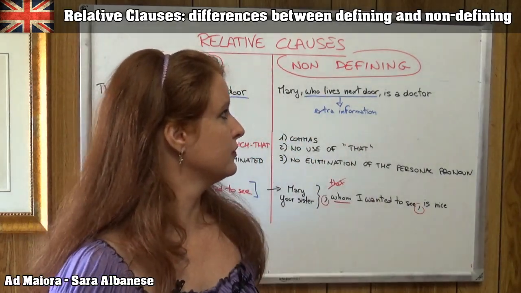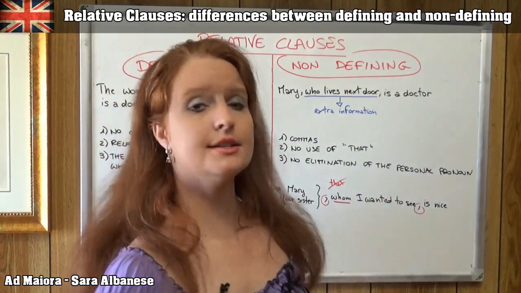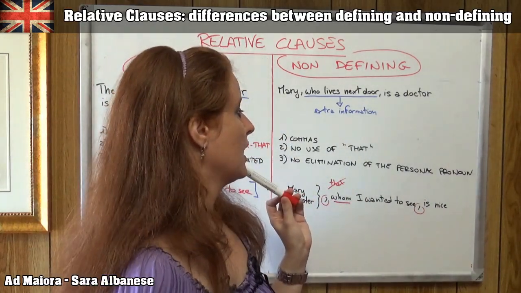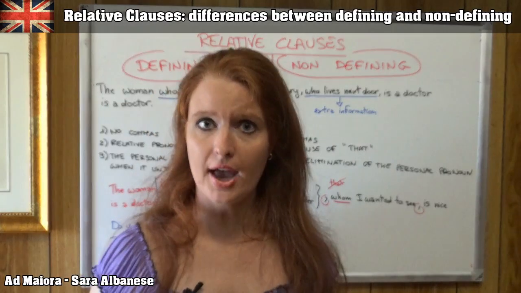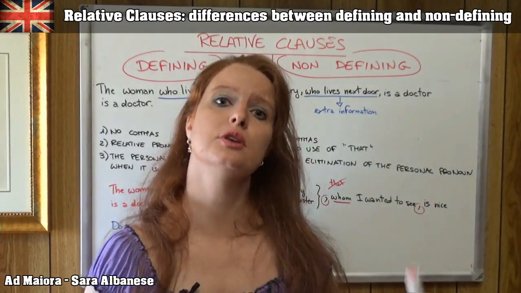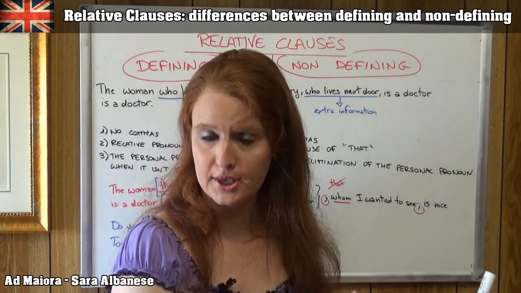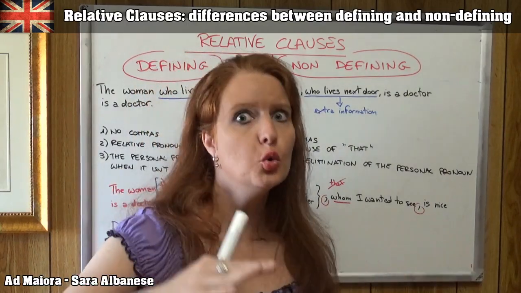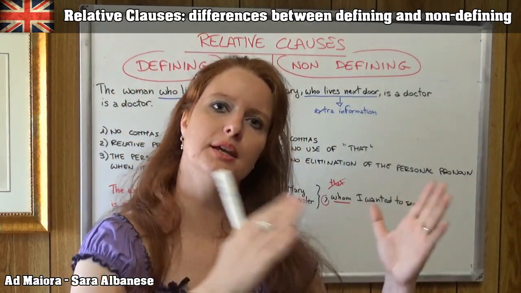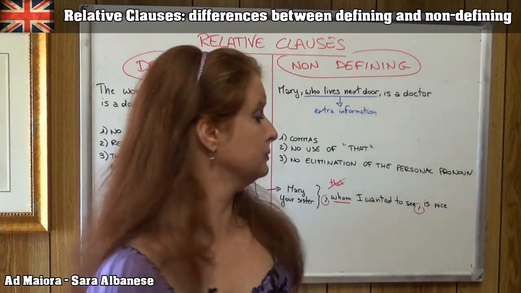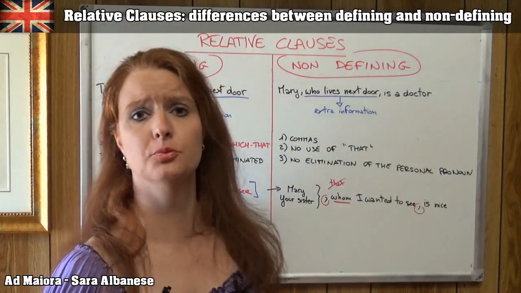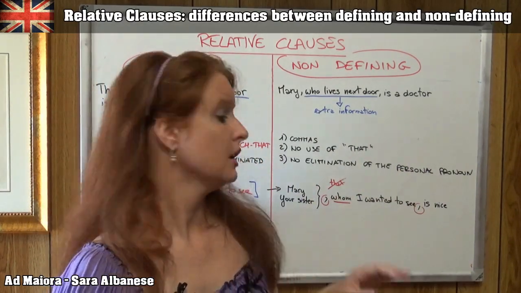On the other side, non-defining relative clauses, well, in this case, I have to use commas. I don't use that, I can never use that, so I use which for things, or who, whom, depending on being subject or object for people, and I can't eliminate the personal pronoun, okay?